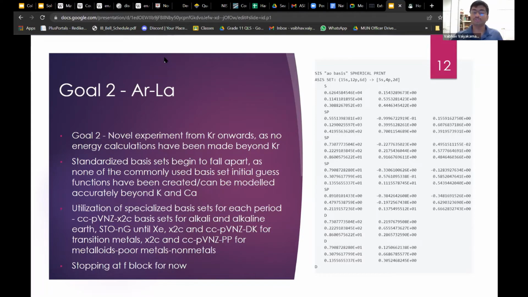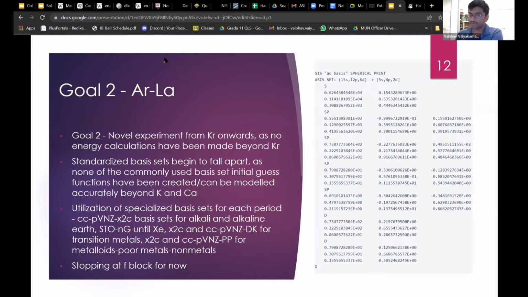You need to use more specialized and customized basis sets per group. So as you can see on the presentation, for alkali and alkaline earth metals, you need some basis sets, and then for transition metals, you need some basis sets, and then towards the end, for the non-metals, you need other basis sets. Each one of these is quite a big basis set that may take longer to run.